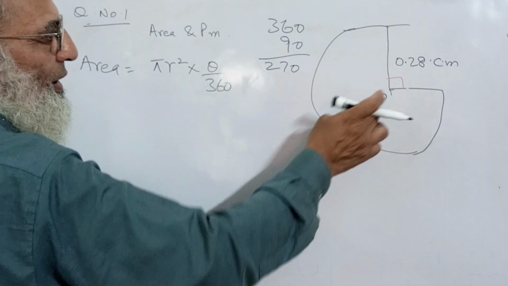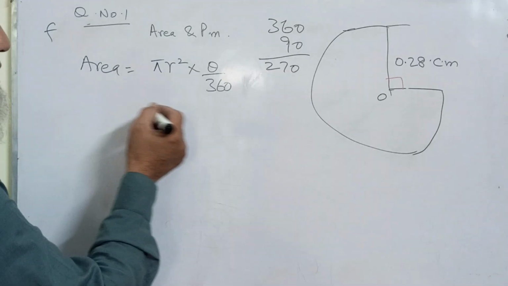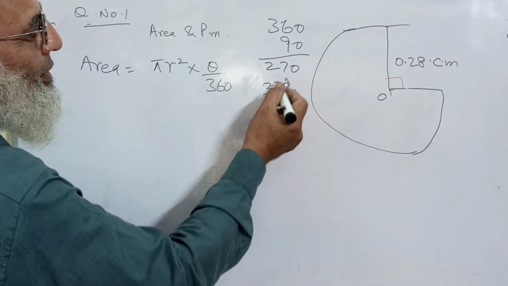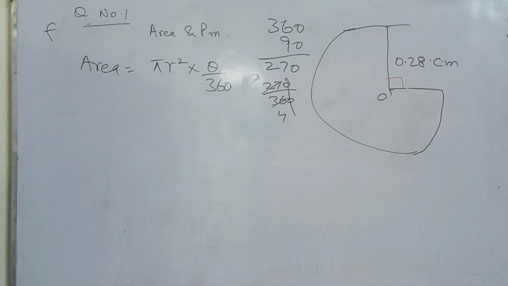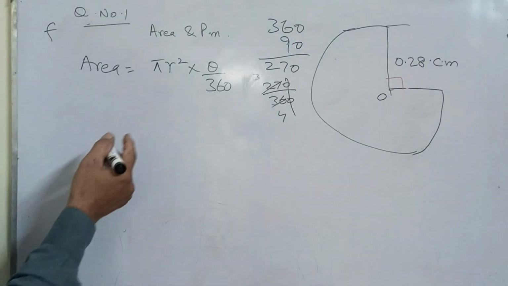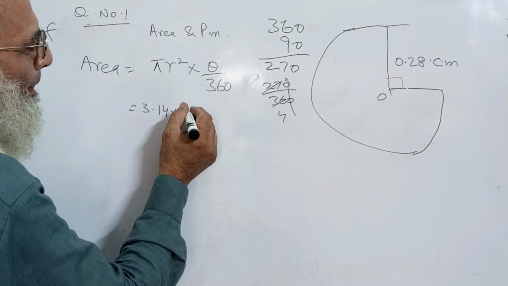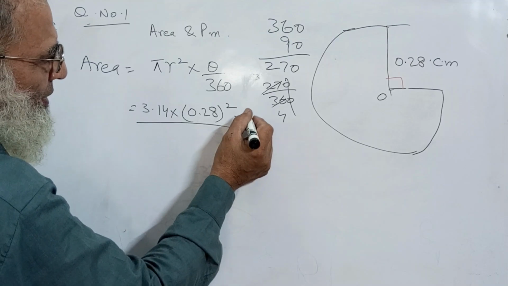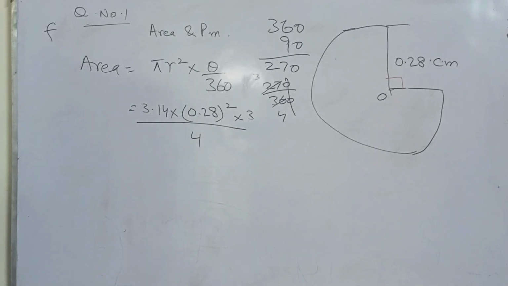Now this means that we have to cover this part. So 270 divided by 360: 9 3 times and 9 4 times, that is 3 by 4. I've calculated this, you don't have to. 3.14 multiplied by 0.28, the whole square multiplied by 3 divided by 4. Okay, 3 by 4.